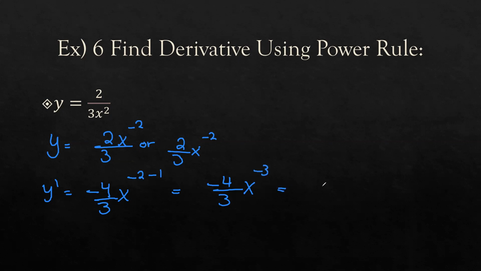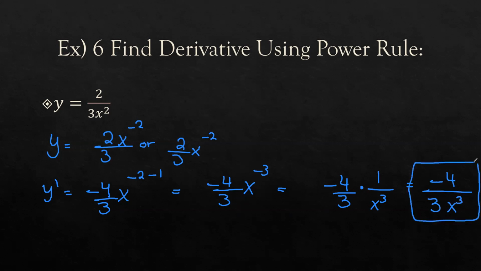Now, if you want to use a positive power, that's fine. It would be negative 4/3, and then x to the negative 3 can be expressed as 1 over x to the positive 3. So when you clean that up, that's going to be negative 4/3x cubed. Okay, and that's it.